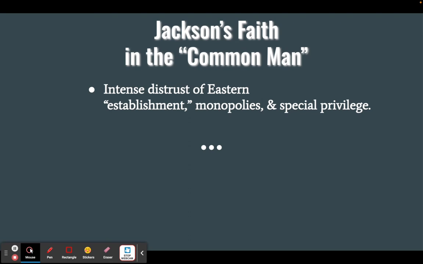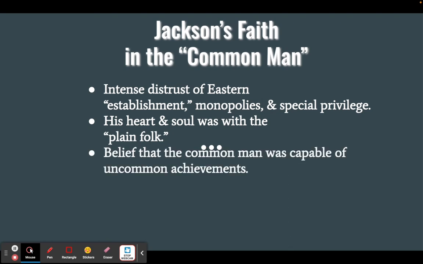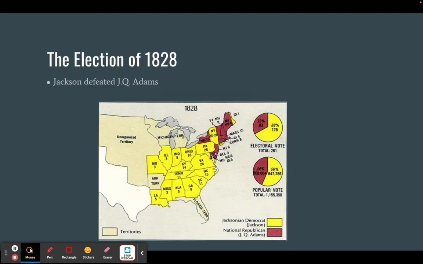So what he builds is, as I said, he uses that to his advantage, where he is the common man. He distrusts the Eastern establishment. He distrusts monopolies, special privilege. So if you're just a regular person, you love Jackson because he's telling you that everything you thought about the Eastern people and the government, it's true, and I don't like them. His heart and soul was with the plain folk, he would say. He believed that the common man was capable of uncommon achievements.